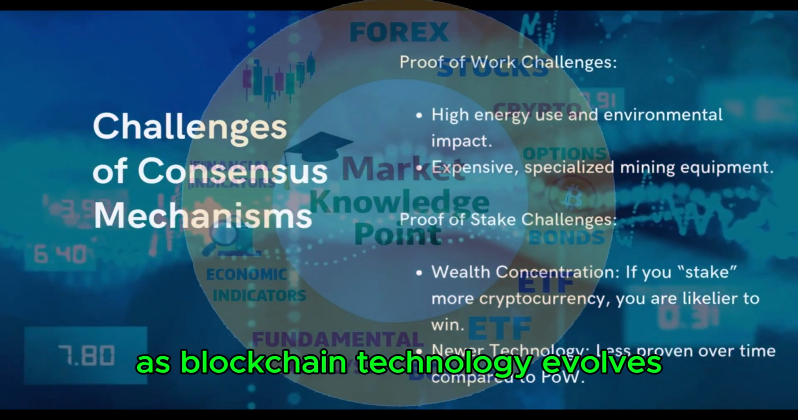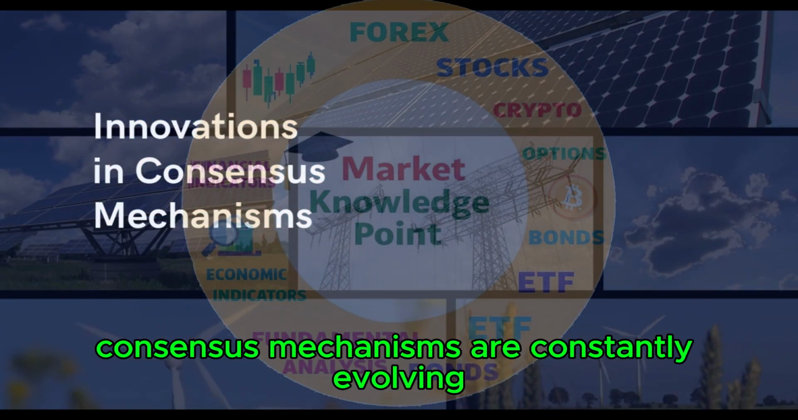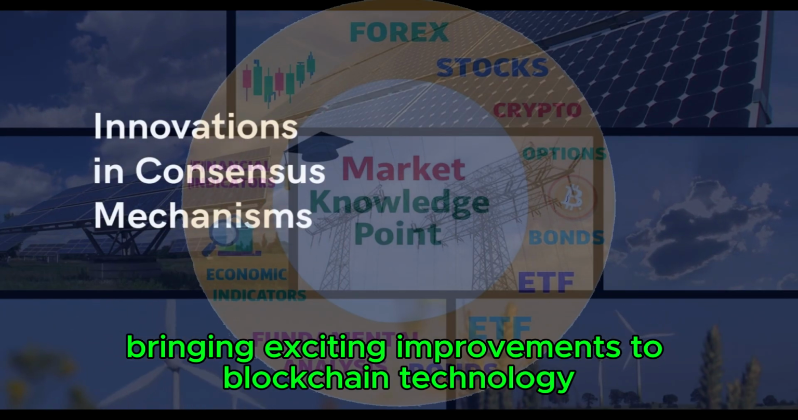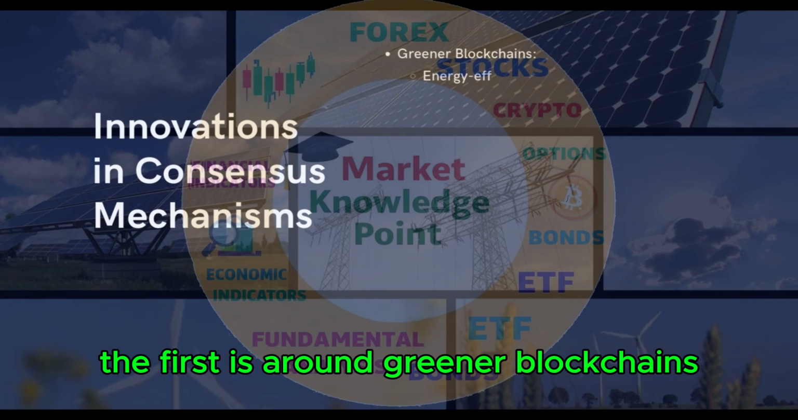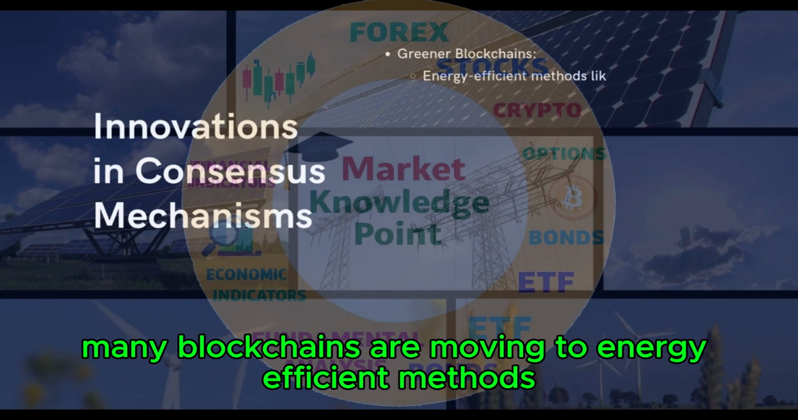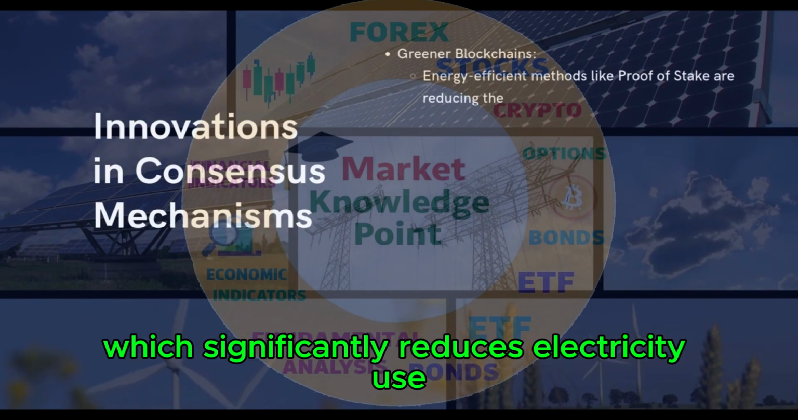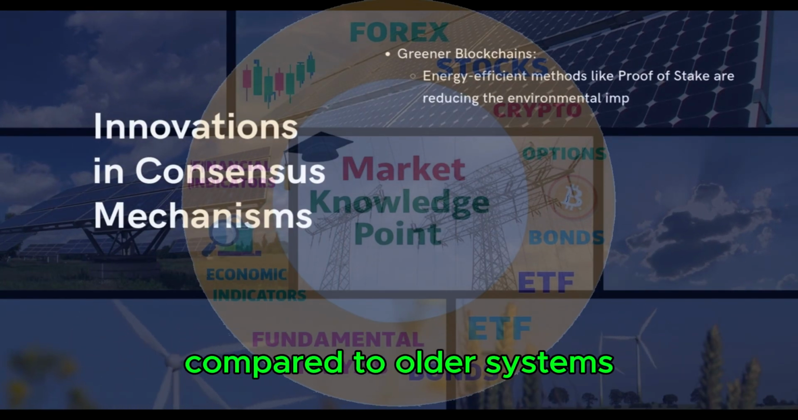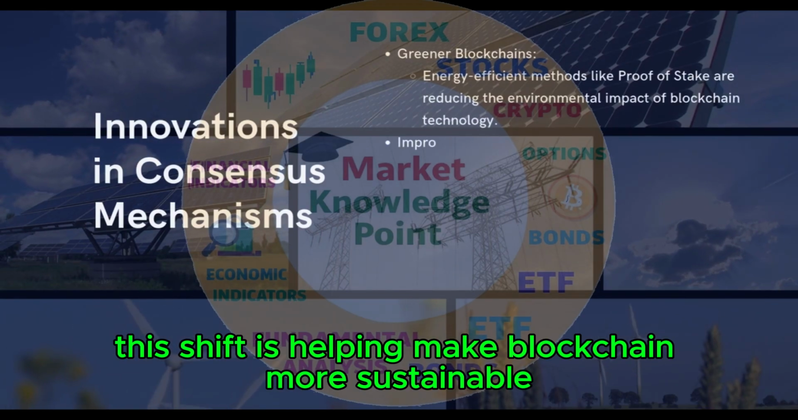as blockchain technology evolves. Consensus mechanisms are constantly evolving, bringing exciting improvements to blockchain technology. The first is around greener blockchains. Many blockchains are moving to energy efficient methods like proof of stake, which significantly reduces electricity use compared to older systems like proof of work. This shift is helping make blockchain more sustainable.